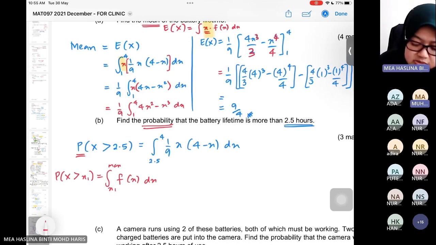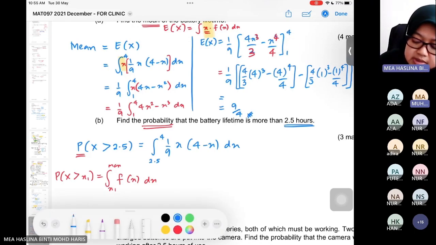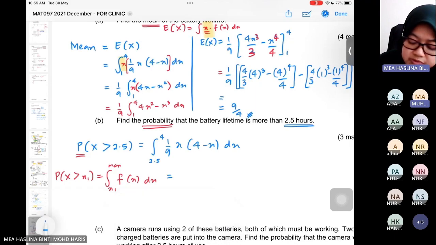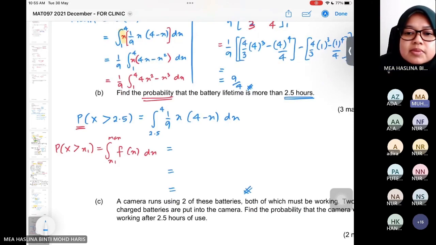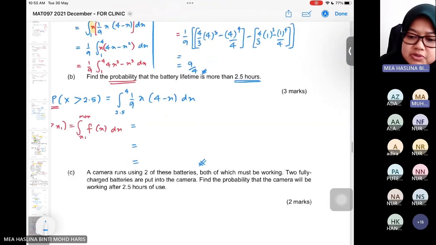This one you integrate as usual. Integrate, substitute with limit, and you get the answer. I don't have to show every single step, right? Leah? Okay, girl? Alright, thank you for your response.